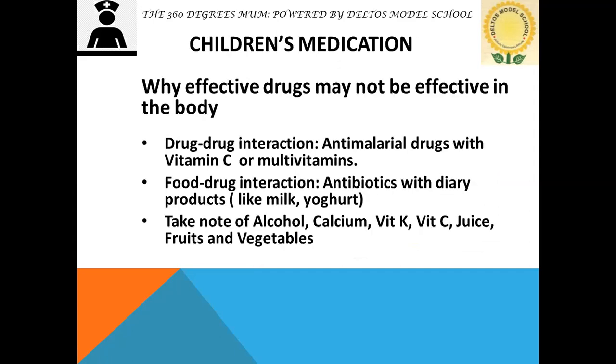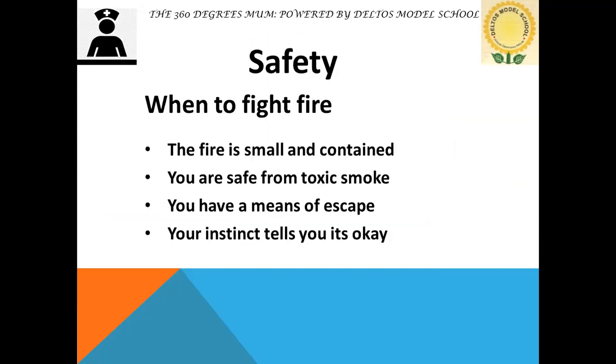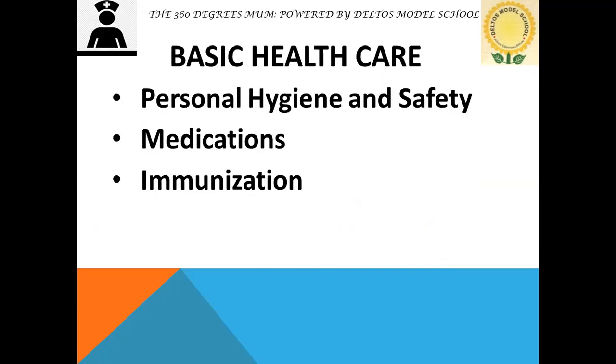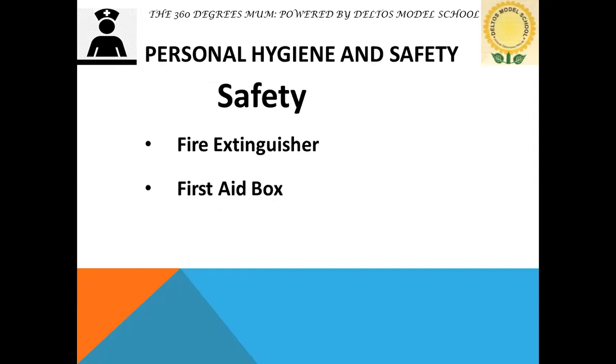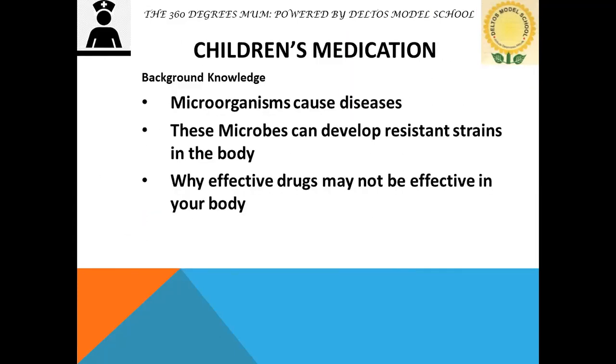So these are the things we have discussed today. We are going to take questions very soon. We have discussed personal hygiene and safety. We said the three very important things: washing of fingers, toenails, washing of hands, brushing of teeth. We looked at safety in the home, fire extinguisher, first aid box. We also looked at child medication.